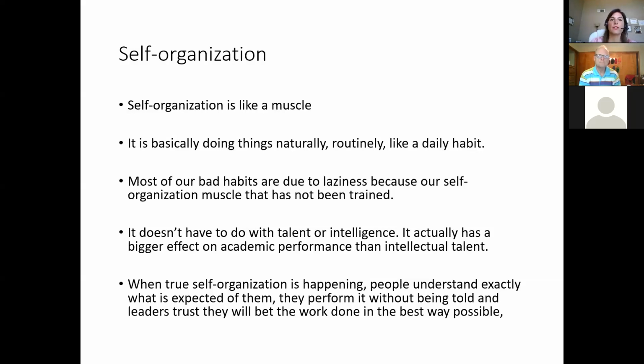Most of our bad habits are due to laziness because our self-organization muscle has not been trained. So if you train your employees, the employee that did not report that broken tool wasn't lazy. He was not used to doing that. He was not used to reporting problems. That's what we have to keep working on. The good thing is that, as I said, it's a muscle, so you can keep practicing and keep improving it. It's not that you are born with self-organization or you are not.